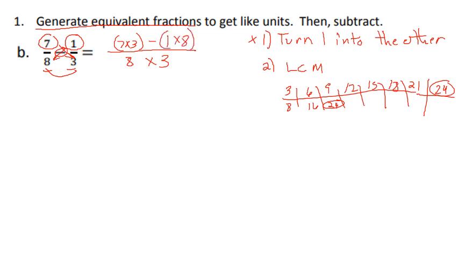Now we have our setup, so we can simplify it. I'm going to simplify it down here. We know 7 times 3 is 21, minus 8 times 1 is 8, over 24. Now when we subtract this, we've got 21 minus 8. That's going to give us 13/24. Now it didn't tell us to reduce, so I'm just going to leave it at this point. So 13/24 would be our correct answer.